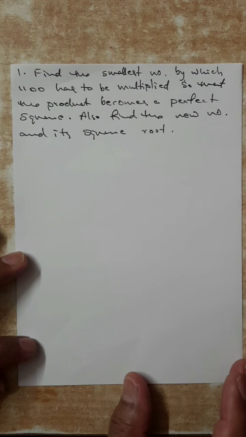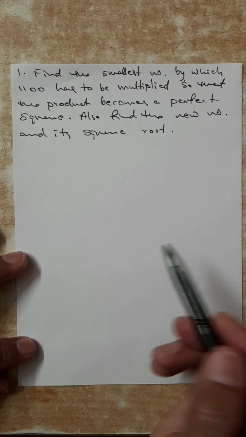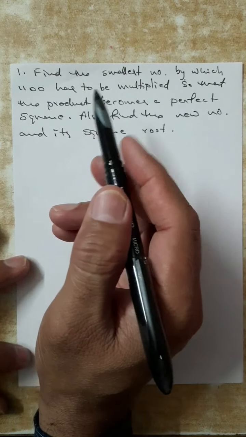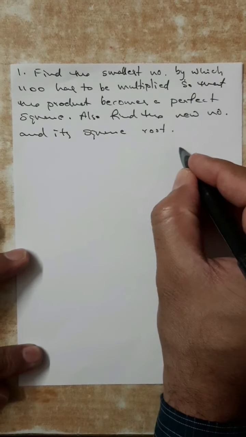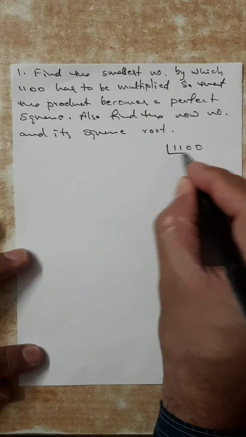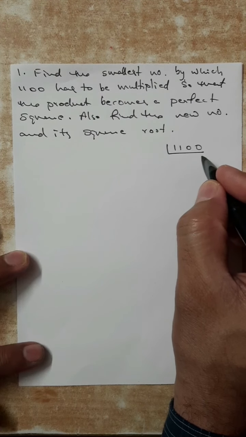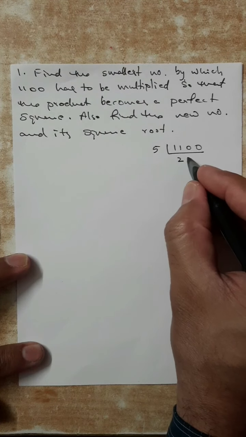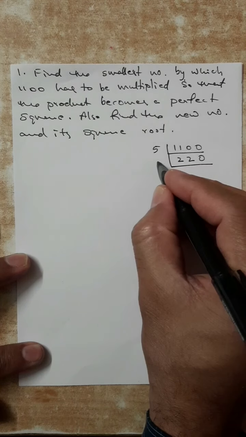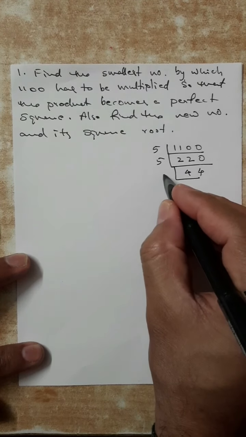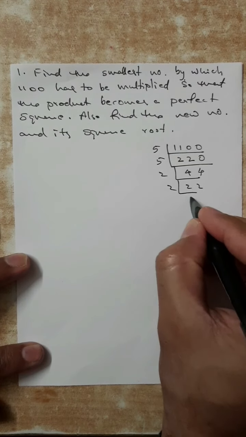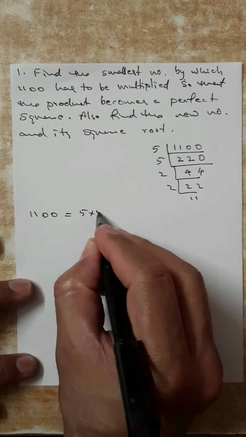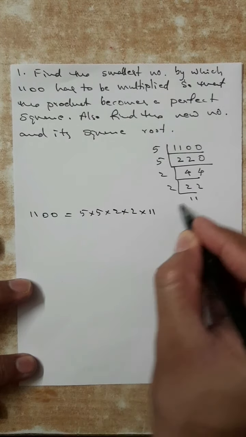Given number is not a perfect square. From the question itself we can understand by which number we have to multiply so that the new number can become a perfect square. First we will do prime factorization. Divisible by 5, divisible by 2 also. 5 is better, so we will start with the 5. So we know the given number is the same as 5 into 5 into 2 into 2 into 11.